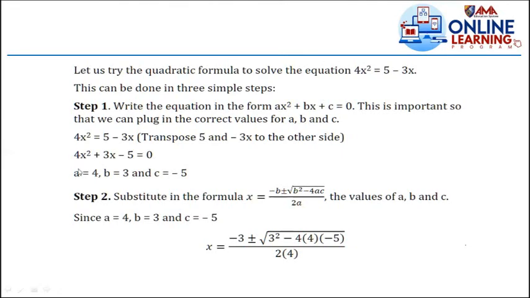So with that, this is our a, which is equal to 4. b is equal to 3. c is equal to negative 5. Then if we're going to substitute that in the formula, x is equal to negative b plus or minus the square root of b squared minus 4ac all over 2a. The values of a, b, and c are a is equal to 4, b is equal to 3, c is equal to negative 5. So negative b, we have negative 3. Plus or minus b squared is 3 squared minus 4, that is constant, multiplied by your a, which is 4, multiplied by c, which is negative 5. All over 2 times a, 2 times 4 po siya.